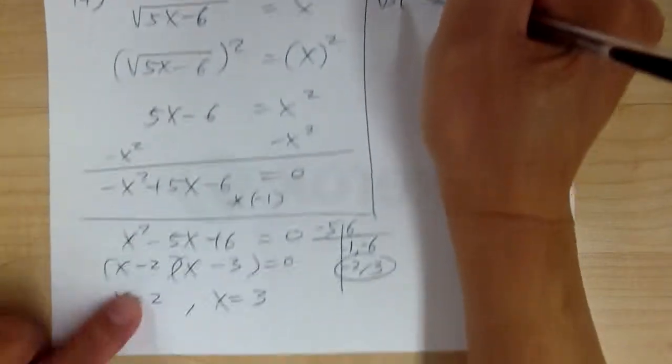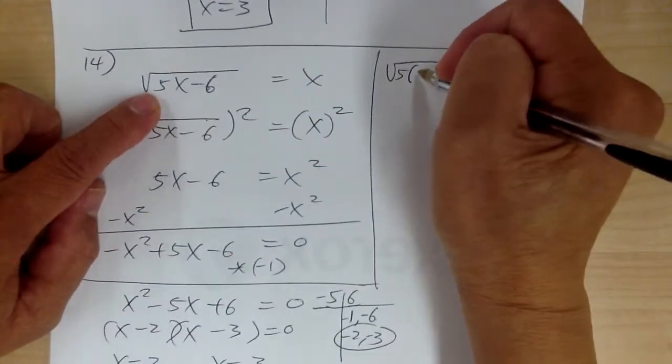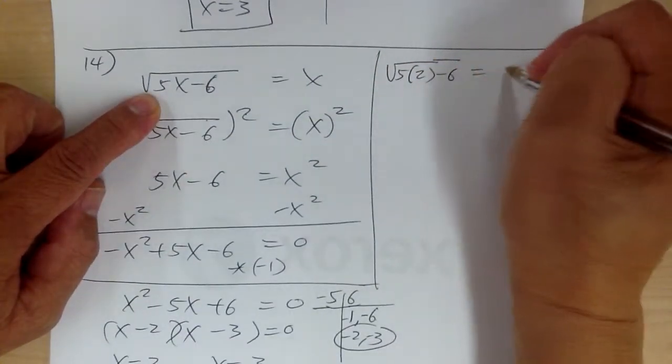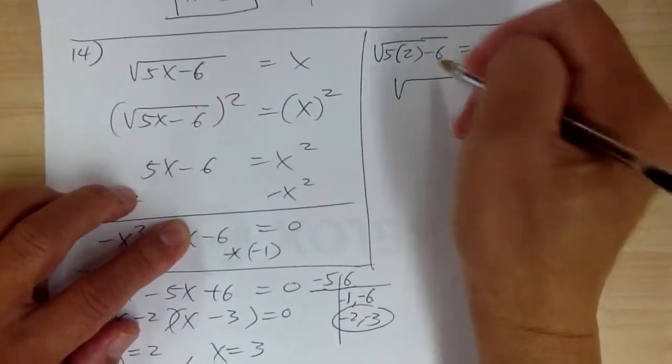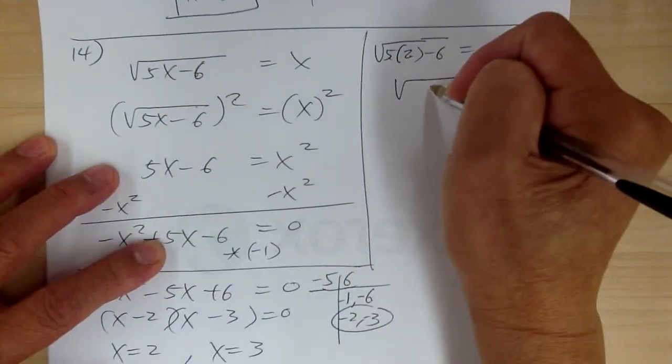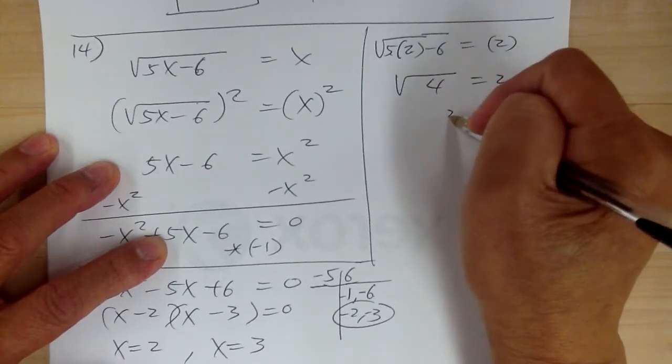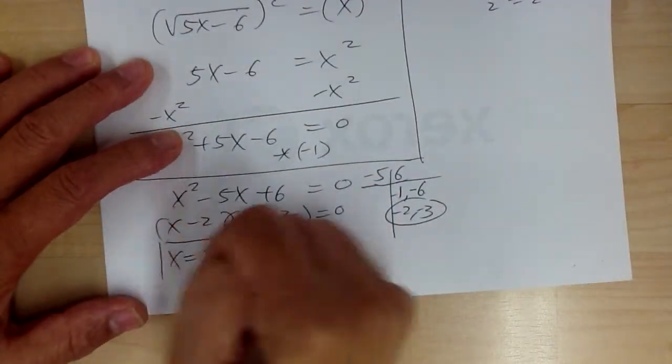So 5 times, I'm going to check the 2 first. So square root of 5 times 2 minus 6 equal to 2. So you got square root of 5 times 2 is 10 minus 6 is 4. And so you got 2 equal to 2, checks. So this one is good.